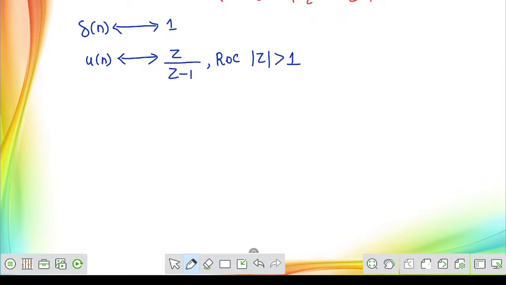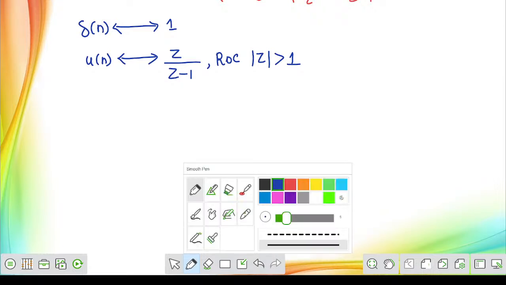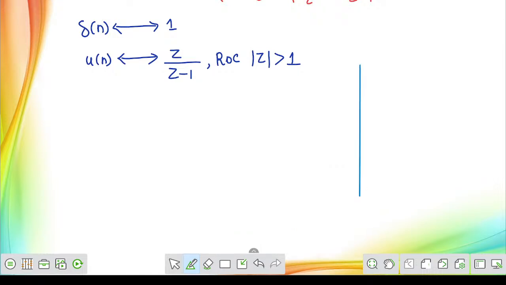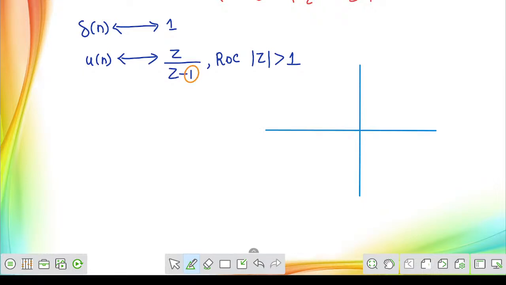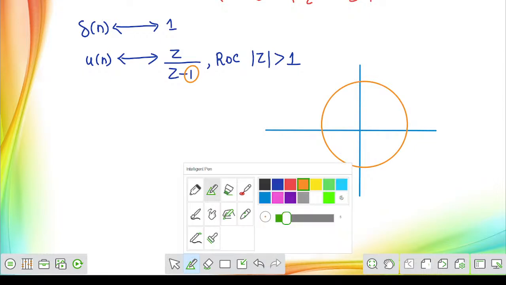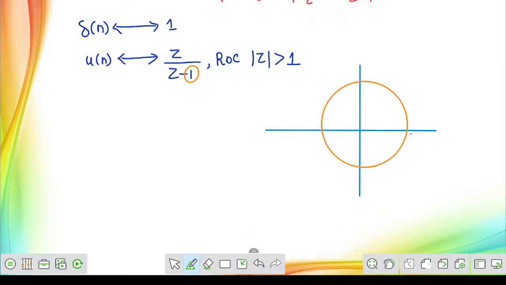That is the region of convergence for the given function. If you are drawing a circle for the given function, how will you draw the ROC, sir? In Z transform, for ROC we must form a circle. Here we have 1. So from the origin, the radius of the circle will become 1. Draw the circle like that. Everywhere it is 1.